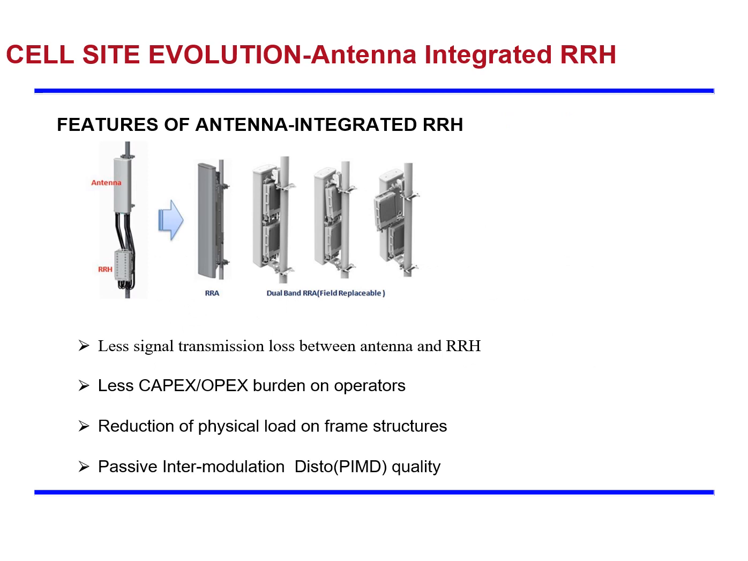Cell site evolution, antenna integrated RRH. Features of antenna integrated RRH: less signal transmission loss between RRH and antenna, less capex or opex burden on operators, reduction of physical load on frame structures, passive intermodulation distortion.